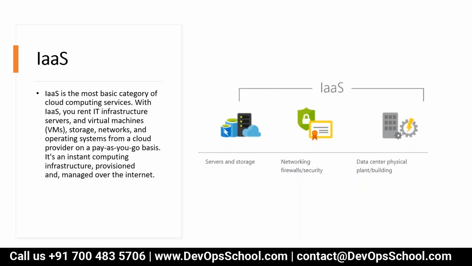So what are the examples of infrastructure as a service? Virtual machine, storage, network, right? You can see that. This is the first layer of cloud computing, infrastructure as a service.